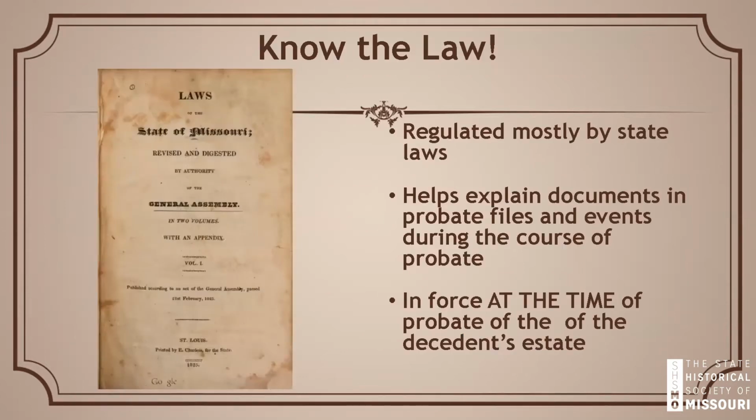You really need to know the law of the state or jurisdiction where the person died, because the law regulated what happened in the state for probate. Mostly state laws, sometimes other jurisdictions. This helps explain documents in the probate files that may be very perplexing otherwise, and also the course of events that happened during probate. You also have to keep in mind laws changed. You want the law that was in force at the time of probate of the deceased estate.